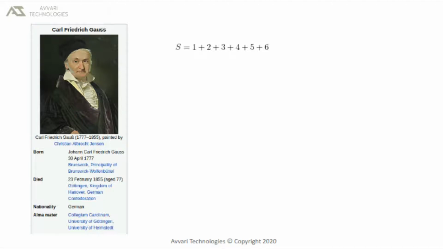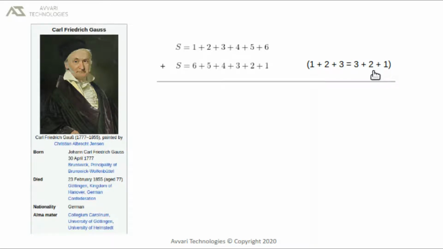If we are able to solve for numbers 1 to 6, we can surely solve for numbers 1 to 100. Here S is equal to 1 plus 2 plus 3 plus 4 plus 5 plus 6. Now we will write in the reverse order. Actually both are the same, like writing 1 plus 2 plus 3, which is equal to 6, and 3 plus 2 plus 1 again, which is equal to 6, which follows the commutative law for addition.